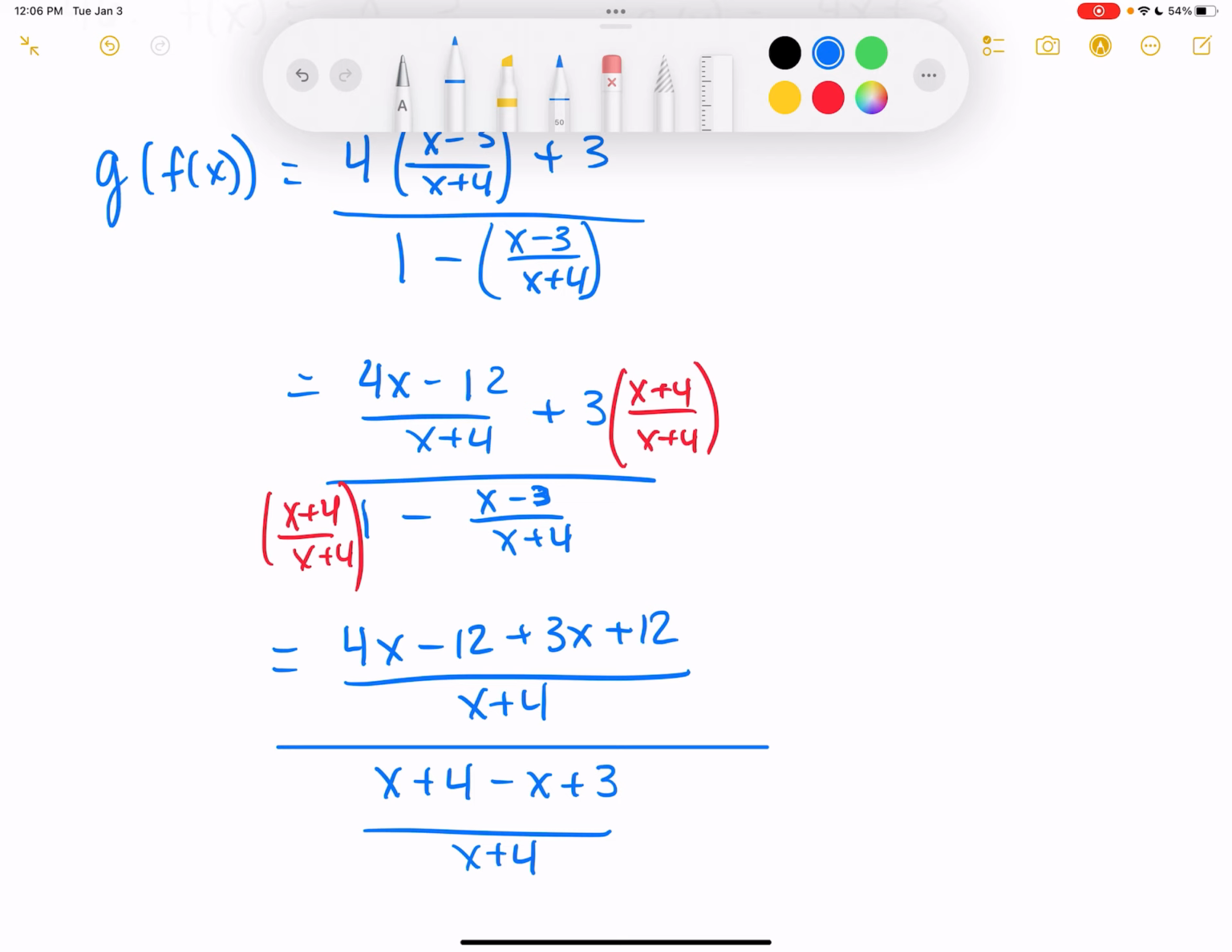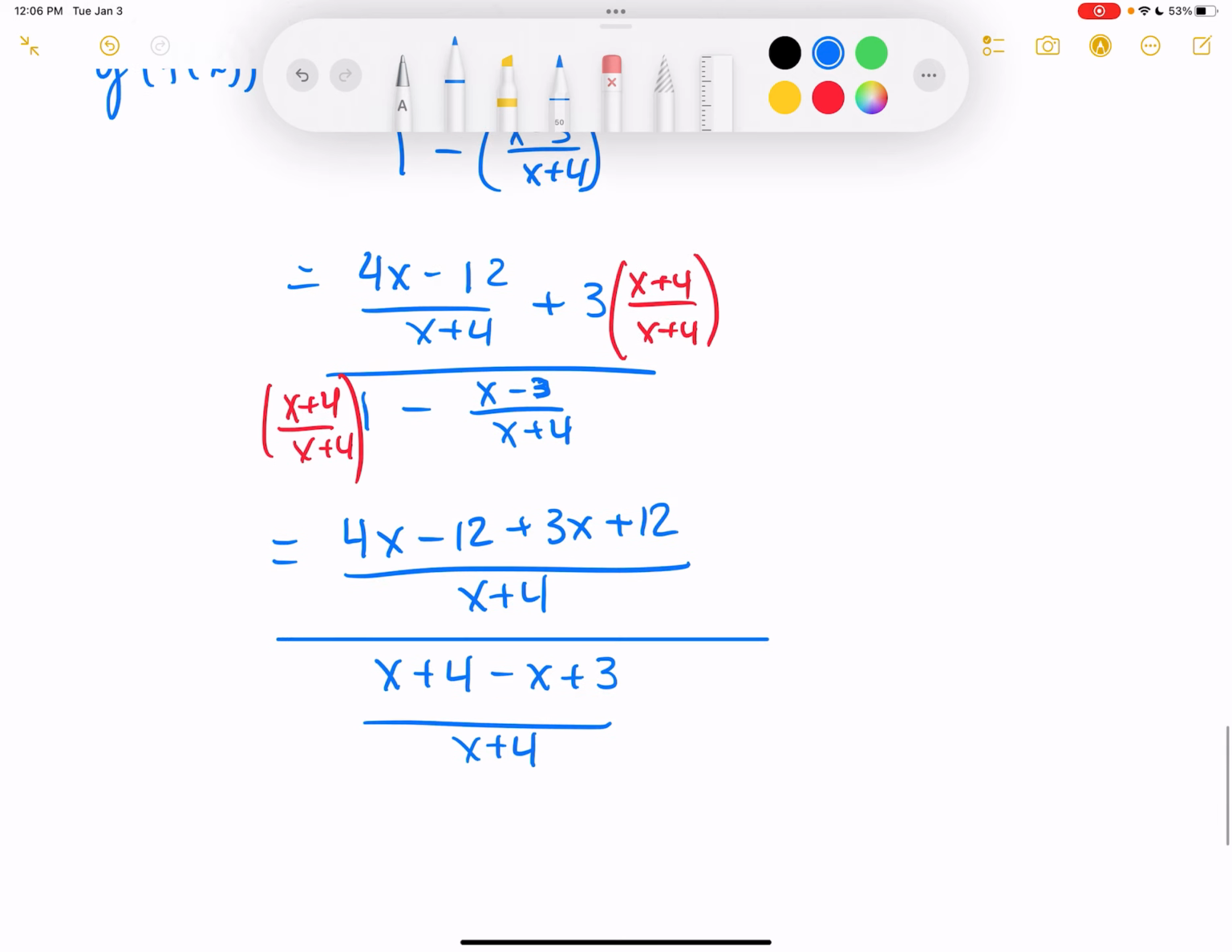Wouldn't there be a 4x squared on the top? Because you're just adding. Oh, you're okay. Never mind. So then you can combine like terms.